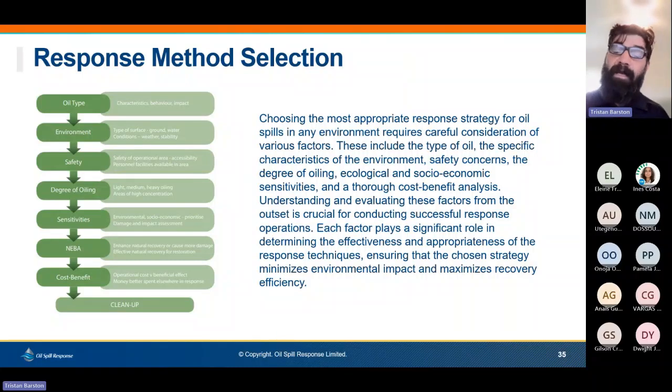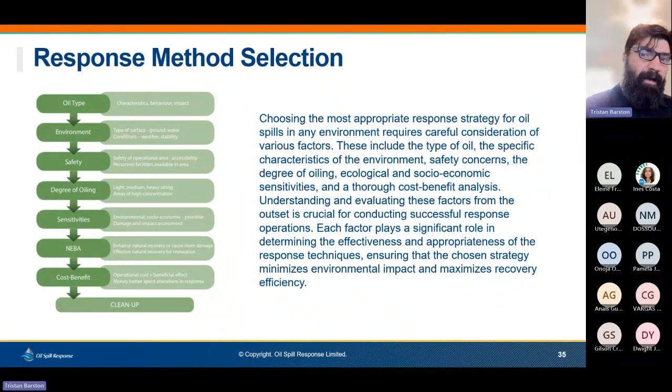Next, obviously, is the degree of oiling. As we spoke about in our response stages, that first operational period, we're going to focus on the areas of heavy oiling. So how are we going to respond to those? The sensitivities, what are we trying to protect? Are they the environmental sensitivities, the mangroves, the swamps, the bird nesting areas, the turtle nesting beaches? Or are they commercial sensitivities, ports, harbours, marinas, water intakes?